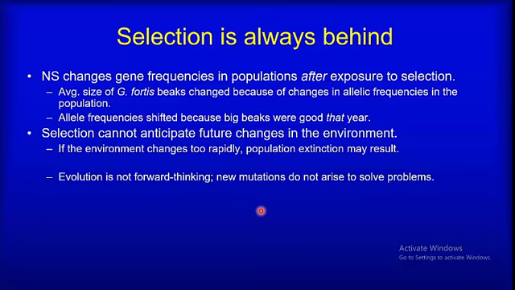Selection is always behind. Natural selection changes gene frequencies in populations after they are exposed to selection. Natural selection cannot predict in which way things are going. And the mutations are supposed to be pre-existing. Suppose a bacteria gets exposed to antibiotic, then it's not that now antibiotic resistance favoring mutations are going to happen at a higher rate. It doesn't work that way. Mutations are happening at whatever rate they are supposed to happen.